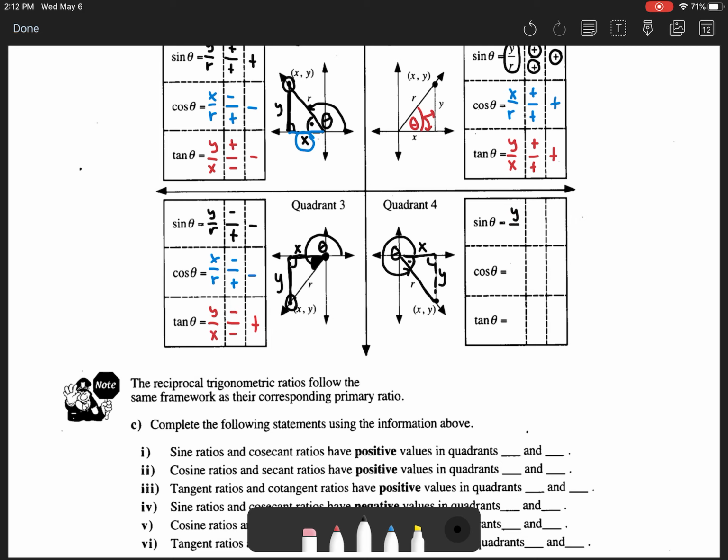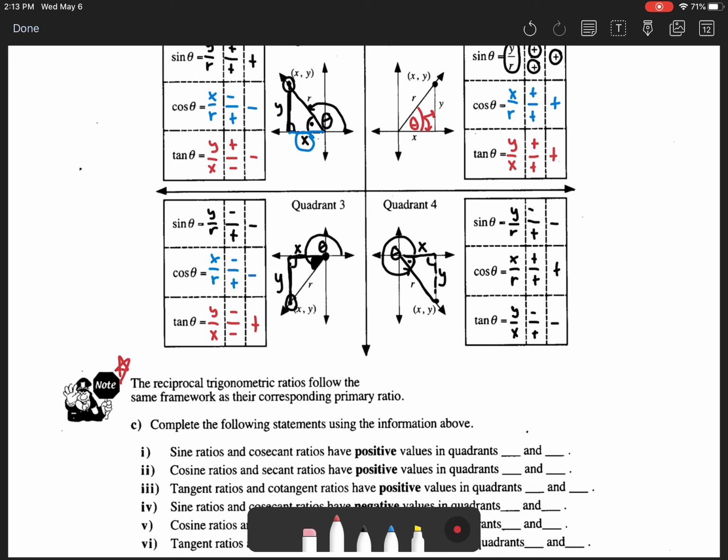So we go through and say again, sine is calculated by going y over r. Y on that triangle is negative in quadrant 4. R is always positive. So sine is negative in quadrant 4. Cosine is always x over r. So that's going to be a positive over a positive, which is a positive. And tangent is always y over x, which in this triangle will be a negative divided by a positive, which gives a negative. So only cosine yields positive results in quadrant 4.